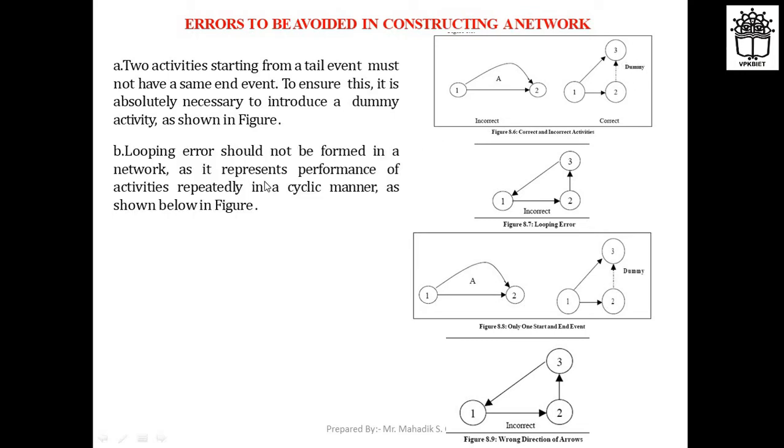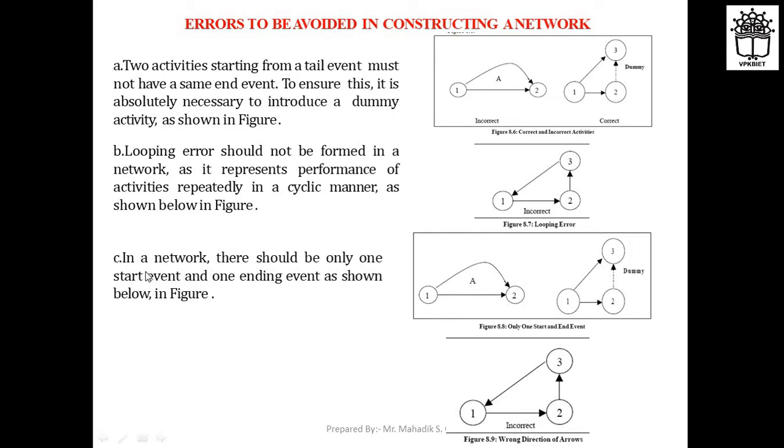Next, a looping error should not be formed in a network, as it represents the performance of activities repeatedly in a cyclic manner, as shown in the figure. The looping error should not be there, like 1, 2, 3, again 1, this cycle. Just as we saw a few slides before, the correct and incorrect network diagrams: remember that arrows always move from left to right only, not from right to left, in the forward direction. Otherwise it will create a looping error.